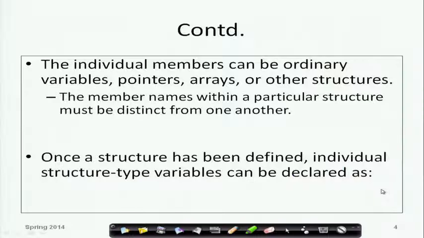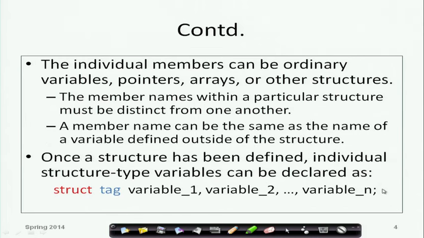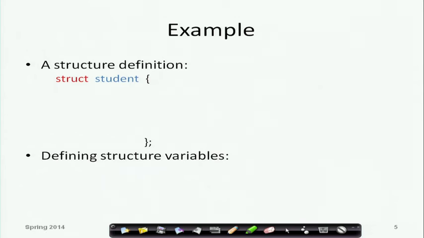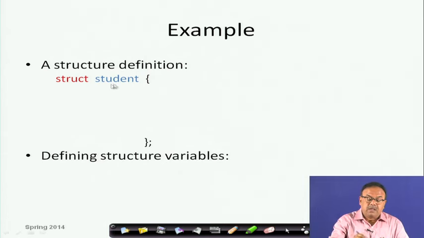Once a structure has been defined, individual structure type variables can be declared as struct tag variable 1, variable 2, variable n. I think it will be much clearer if we go through an example. Let us look at this example. First, I start with a structure definition: struct student, and then I put two braces to show that there will be some members defined inside.